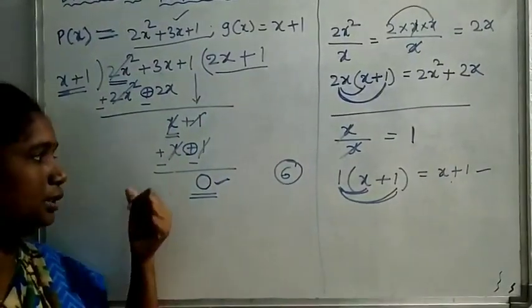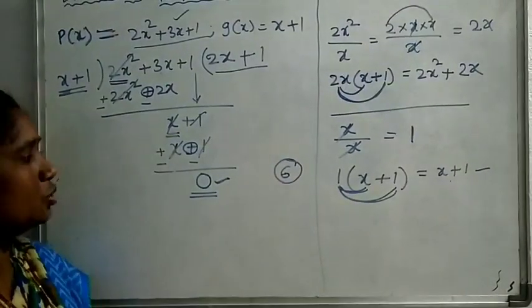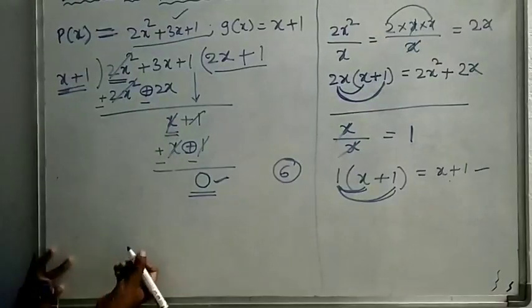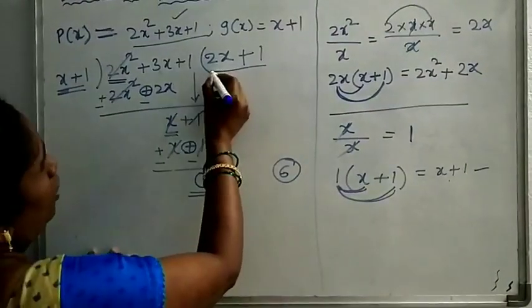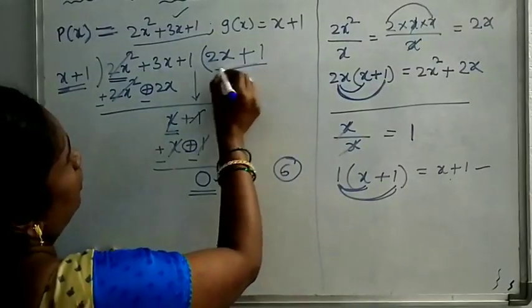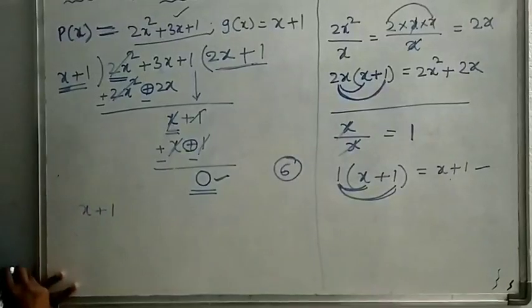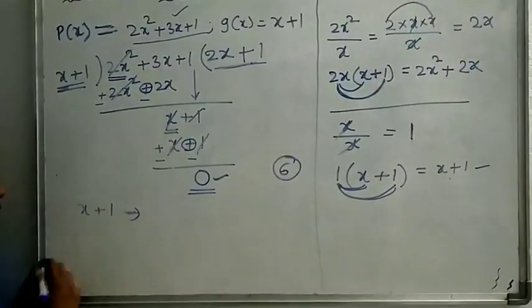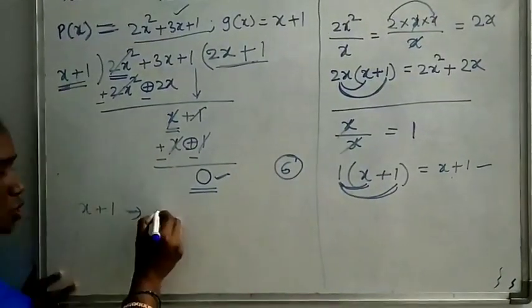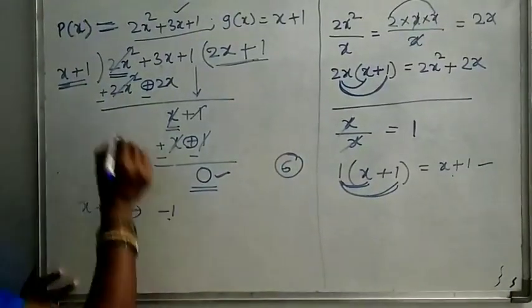But without doing the division, can we know the remainder directly? So we can know that. So you observe one thing, children. Here divisor is x plus 1. What is the 0 of this x plus 1? 0 of x plus 1 is minus 1. We will do one thing, children.